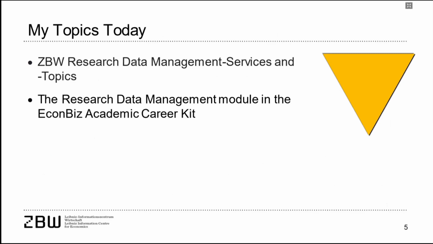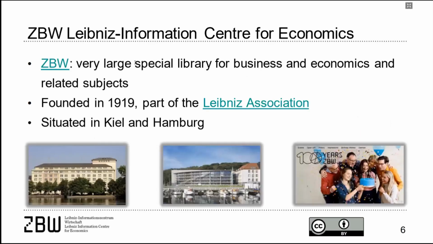So my topics today are about the research data management services and topics at ZBW, just a very general overview, and then I will look into one specific service in more detail. So ZBW is a very large special library for business and economics and related subjects, founded in 1919 and part of the Leibniz Association, and it's situated in Kiel and Hamburg.